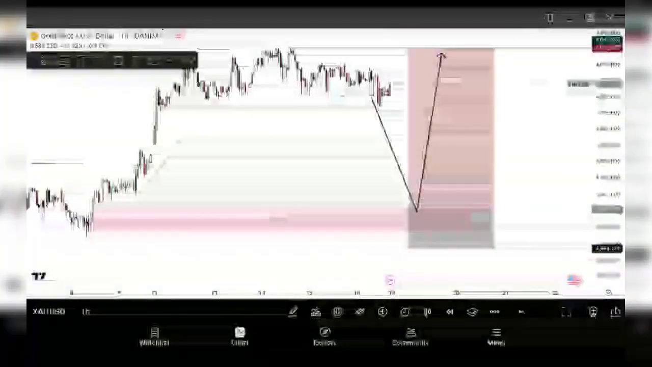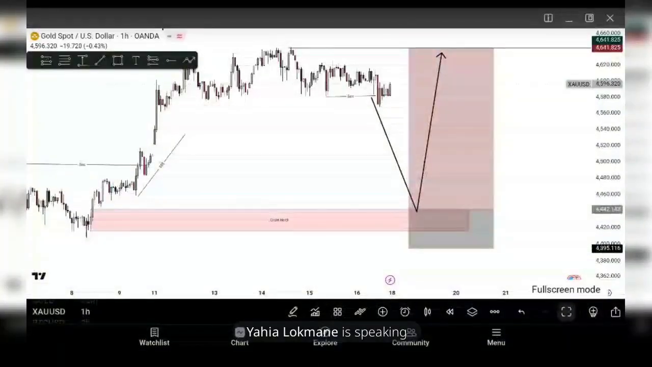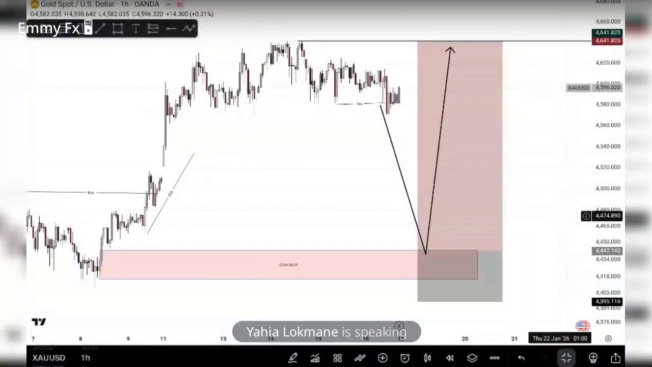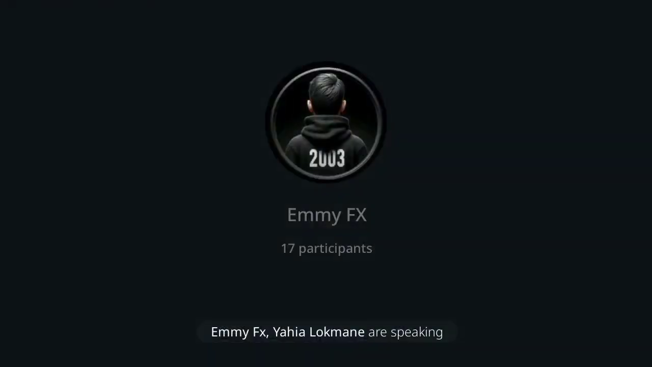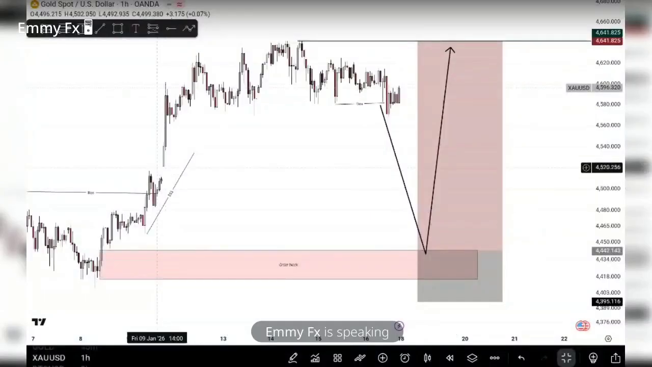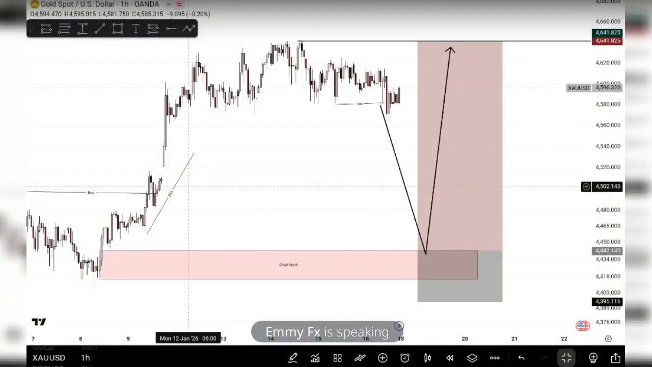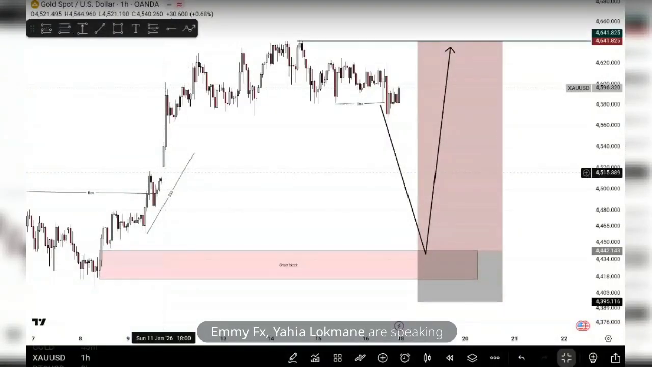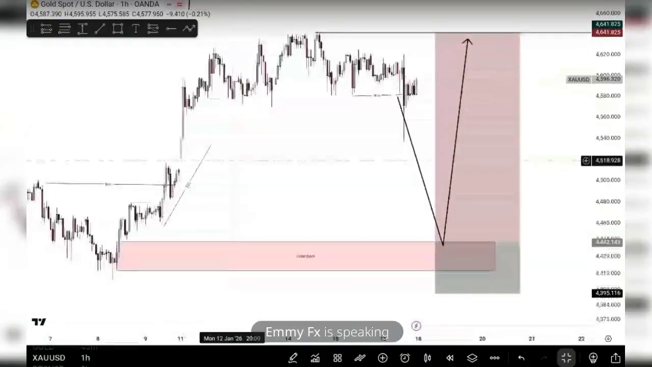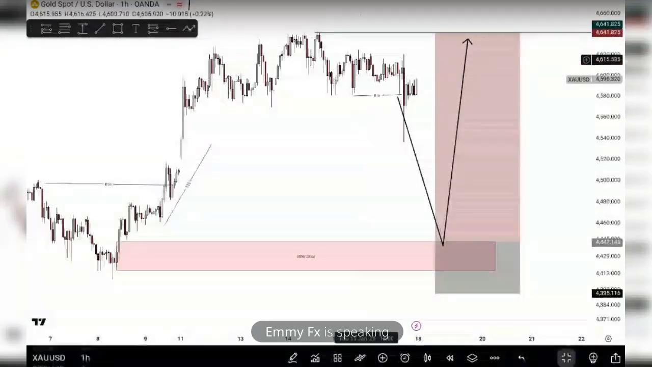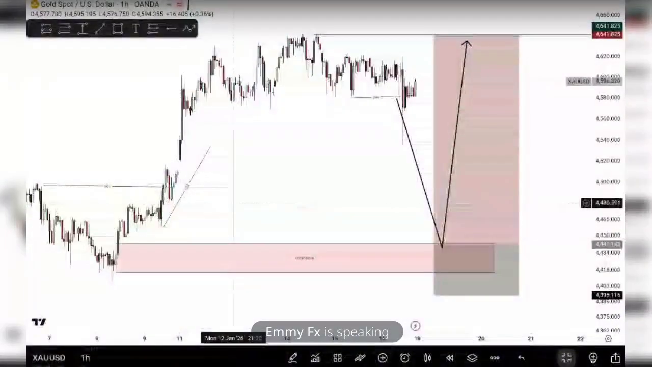Should we pay attention to the new opening week, like when we see the gap there? Should we pay attention there too? You mean this opening market gap? Yes, the opening market gap. All right. You really need to pay attention to it because we want price to return back to that gap and fill that gap, right? You need to pay attention to it.